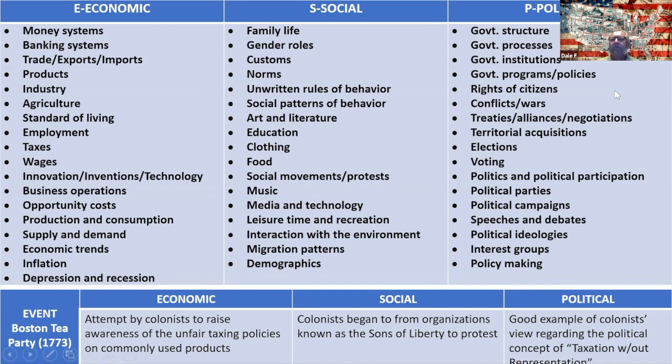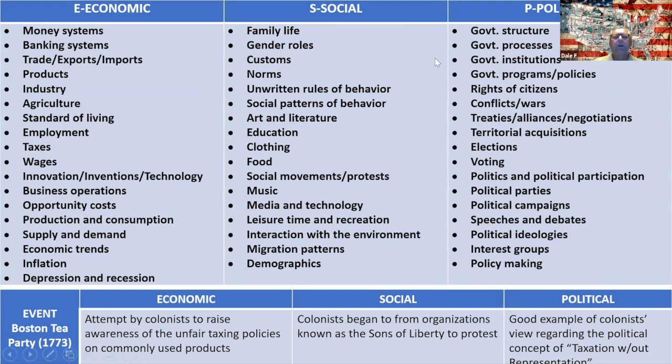So here's an event from the colonial period, the Boston Tea Party. And of course, not only knowing what the Boston Tea Party was, it's important to understand what economic, social, and political significance it has. And again, by remembering that, you can think about how to recall that event and put it into context, which we'll take a look at a little bit later in our lesson today.